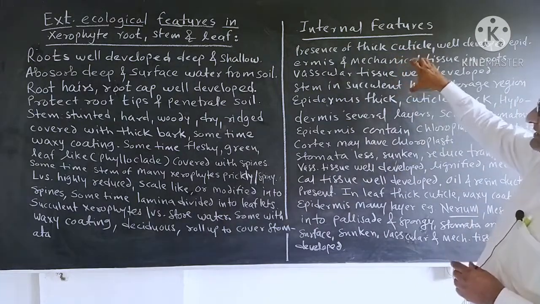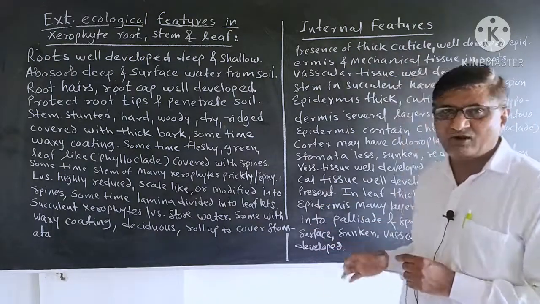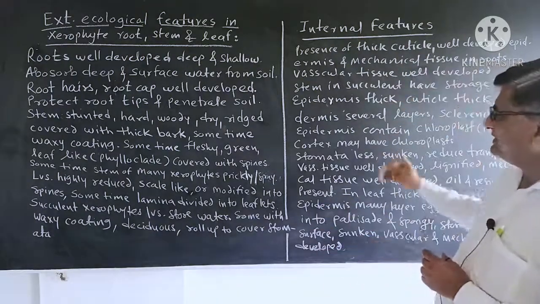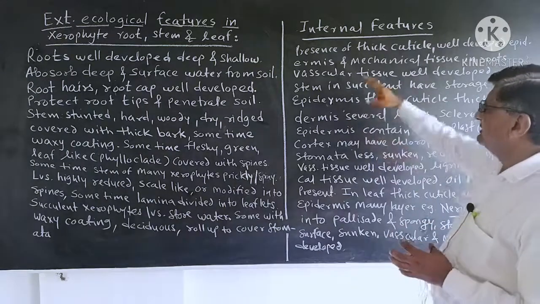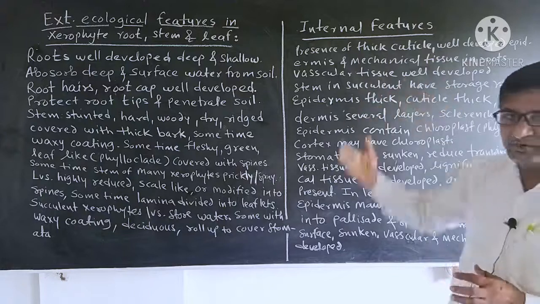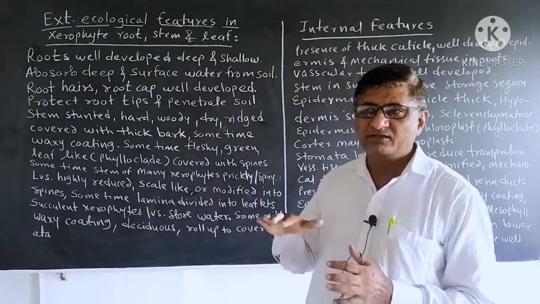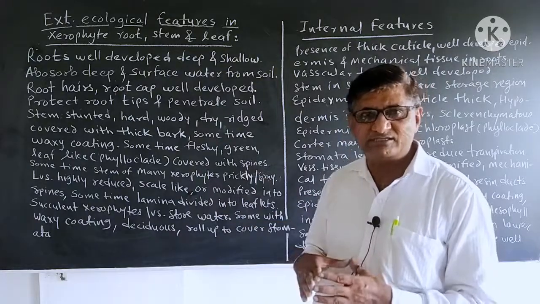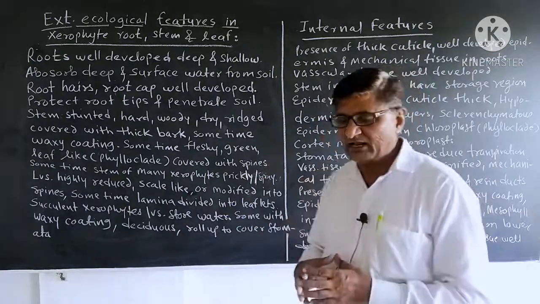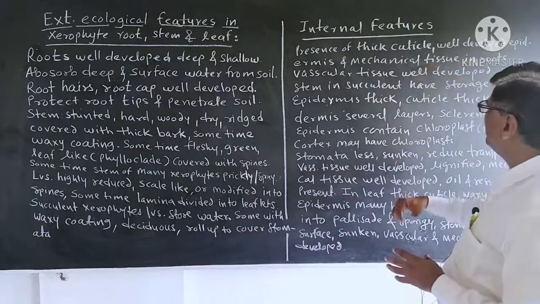Internally, when you take sections of the different organs, you will see different internal modifications. There is a presence of thick cuticle over the epidermis. Why does the cuticle become thick? Because the cuticle can protect the epidermis as well as check the rate of transpiration. The epidermis cells are also well developed.